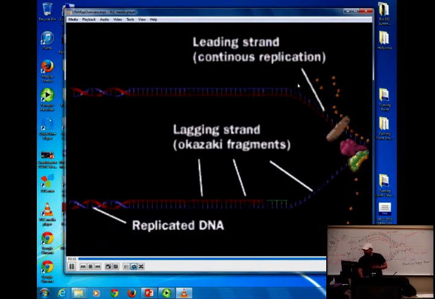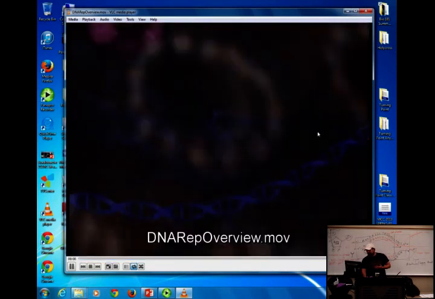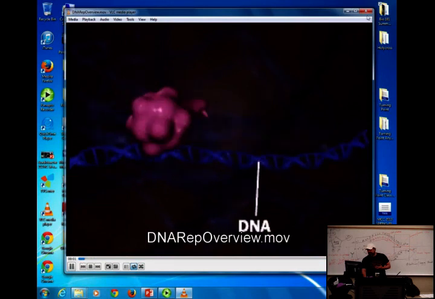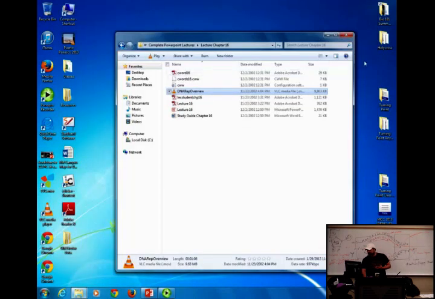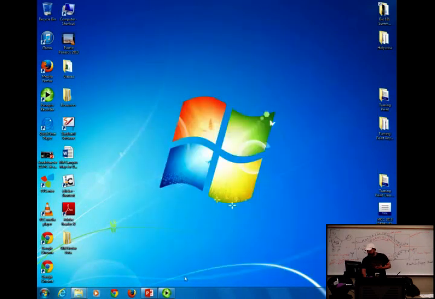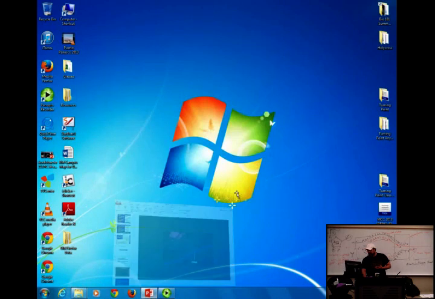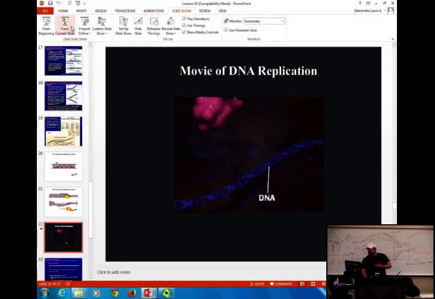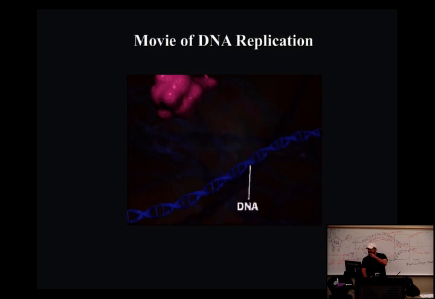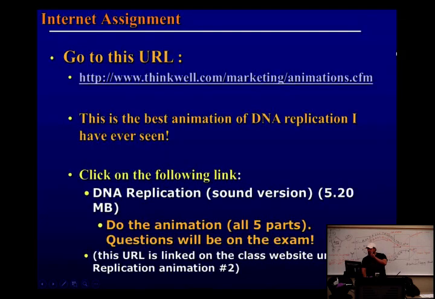So what's this thing called right here? Bubble, and this right here where all that junk is? Fork. Good. All right, so that's how it works. Any questions about DNA replication? You said the primer provides double-stranded DNA because the polymerase can only fit on double-stranded DNA.